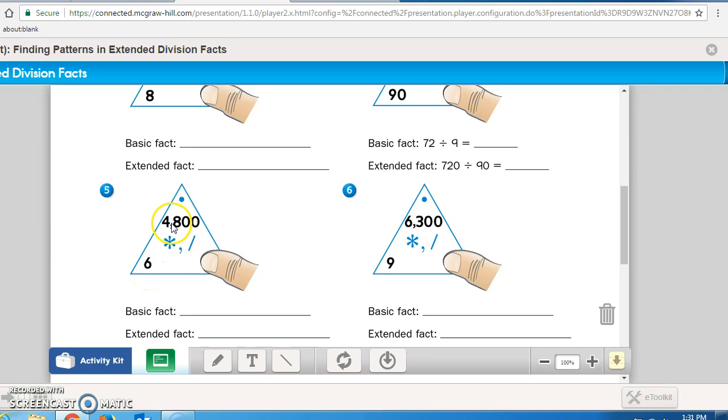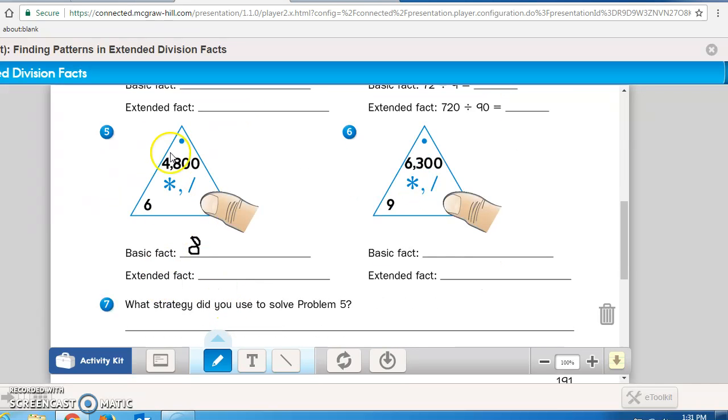I know by looking at this that 48 divided by 6 will give me 8. My extended fact, well, 48 again divided by 6 is 8. And 0 divided by 6 is 0. And 0 divided by 6 again is 0. Note that once I divide the initial basic fact, the amount of zeros that I have left over that I didn't use basically come down and go behind the basic fact number answer.